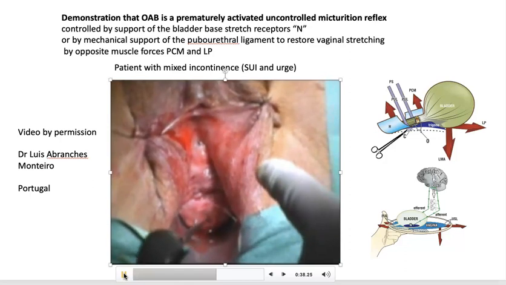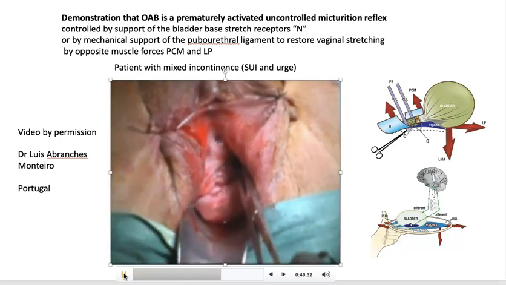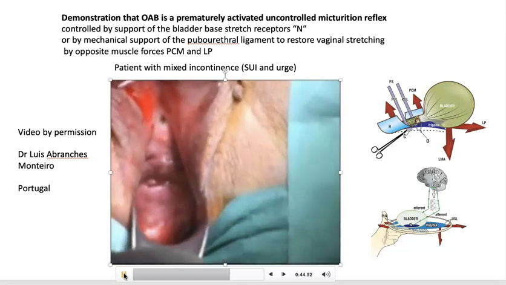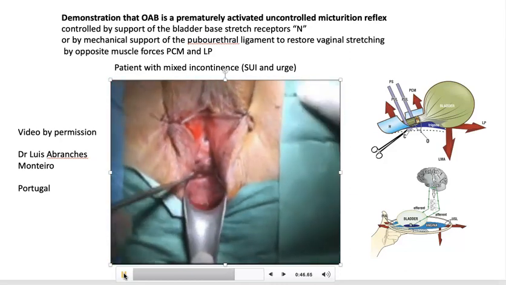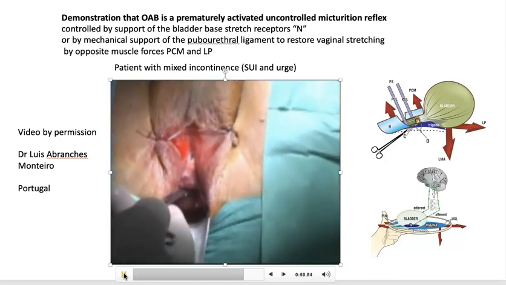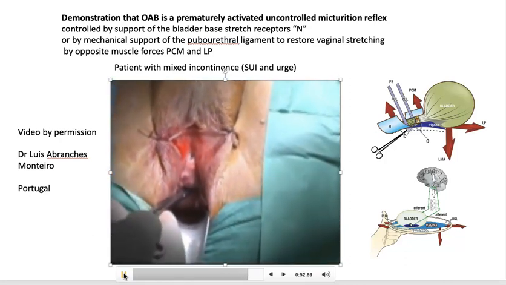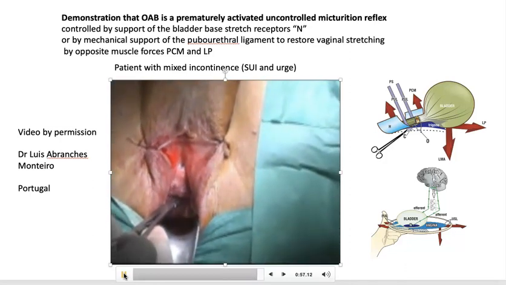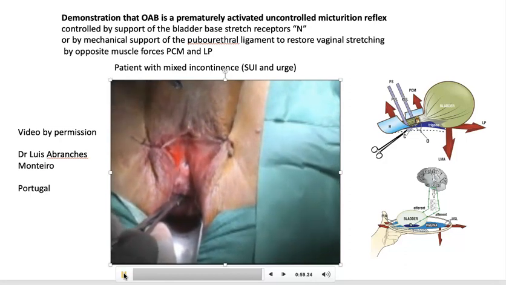There it is. Another contraction. Just watch this. You see? Straight away it stopped. Does everybody see that? Now there, she's leaking urine. Now look, the stretch receptors are here. I'm supporting the stretch receptors. You see what's happened there, everybody? Look. I supported the stretch receptors and she stopped leaking. Did you see that, Louis?